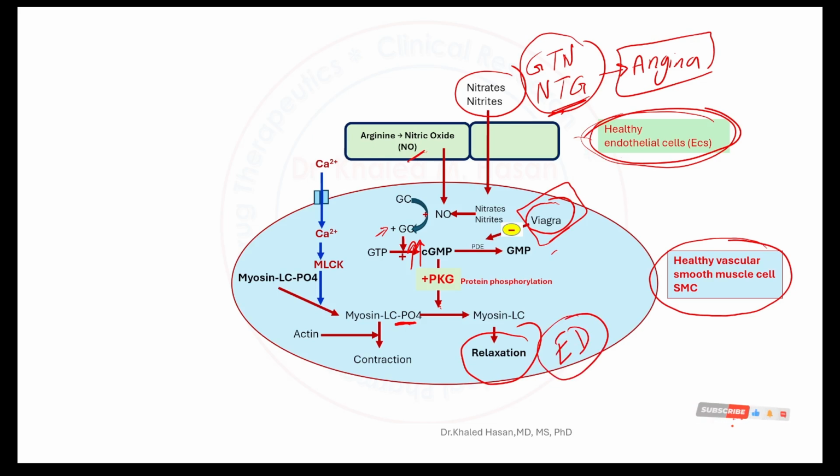So you can see here the G protein. We have two medications. One works on the heart, nitroglycerin, and we explained that. Another one works for patients suffering from erectile dysfunction. We have Viagra or sildenafil.